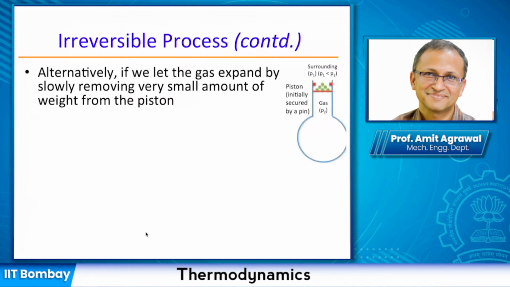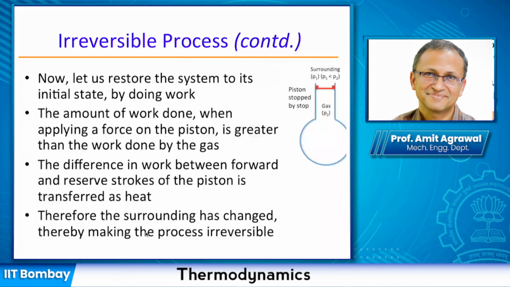If you understand this example, again, what we are saying here is that when you are pushing out, you are doing work against P1. When you are pushing in, you are doing work against P2. Therefore, the work done in the two strokes is different. And of course, that means there is a heat transfer. The difference in the work goes as heat, and therefore the surroundings have now been changed. So that's the reason.